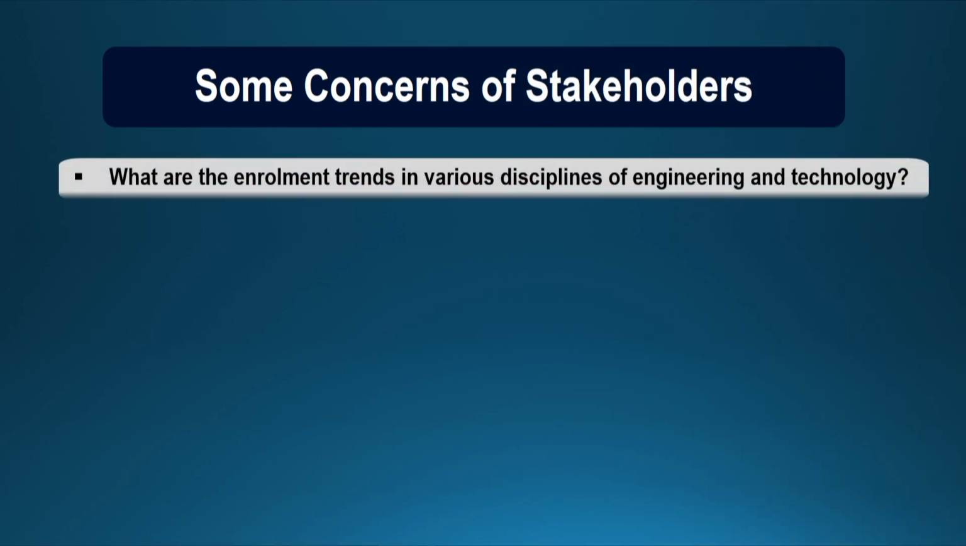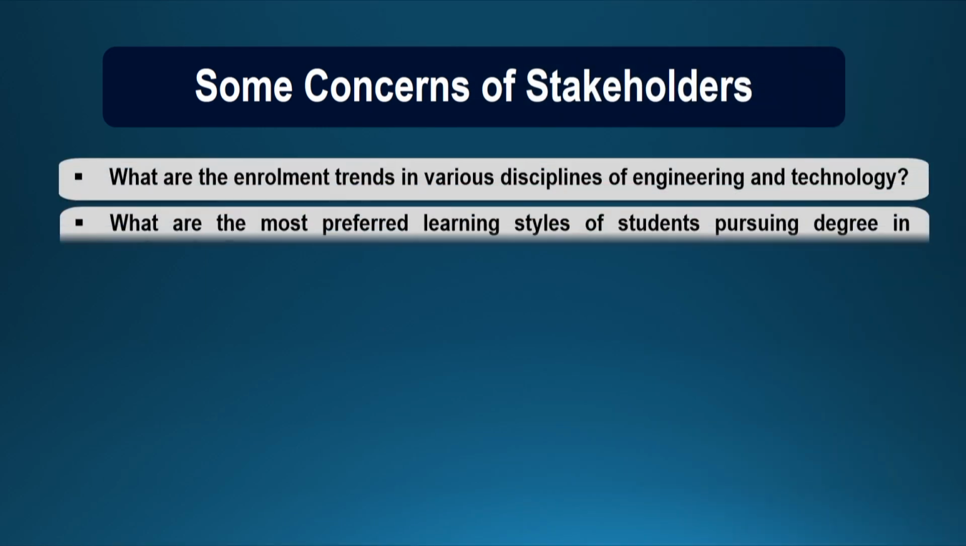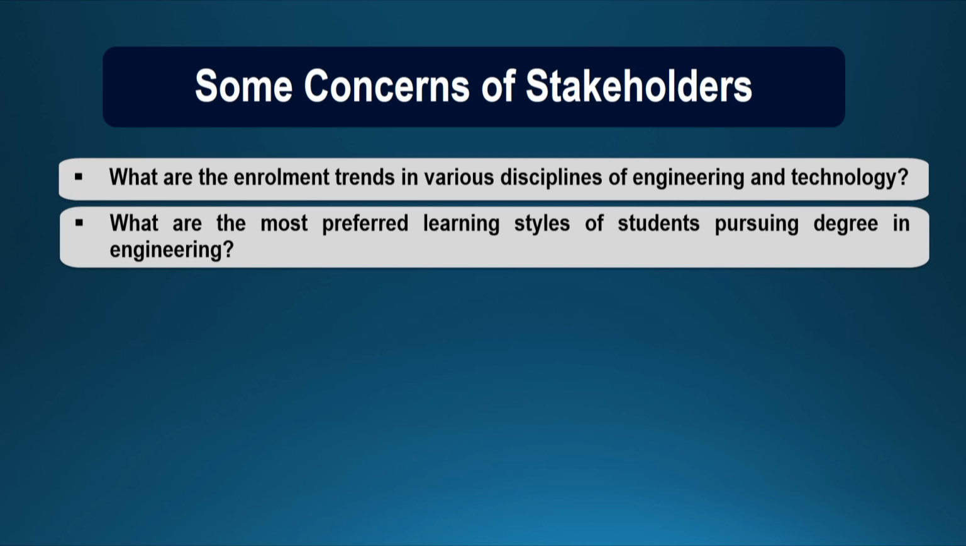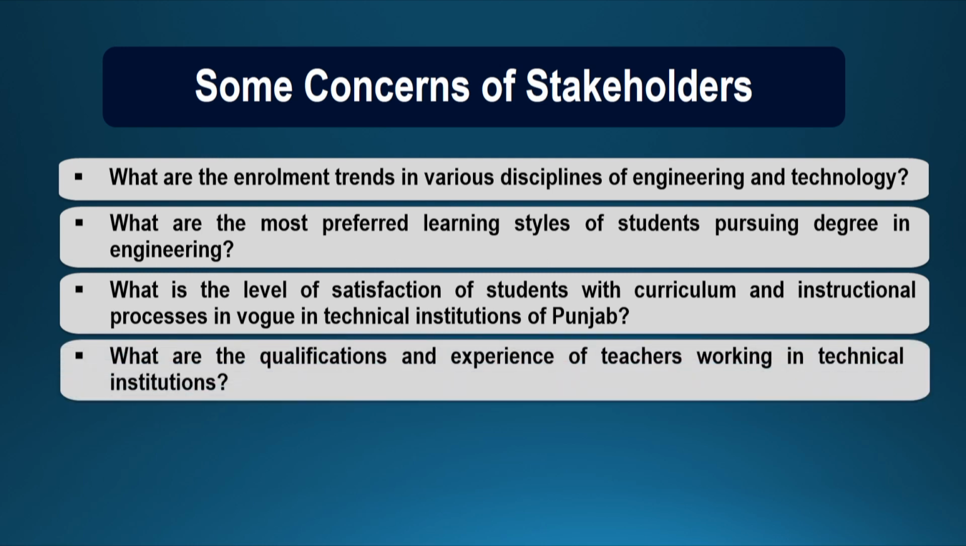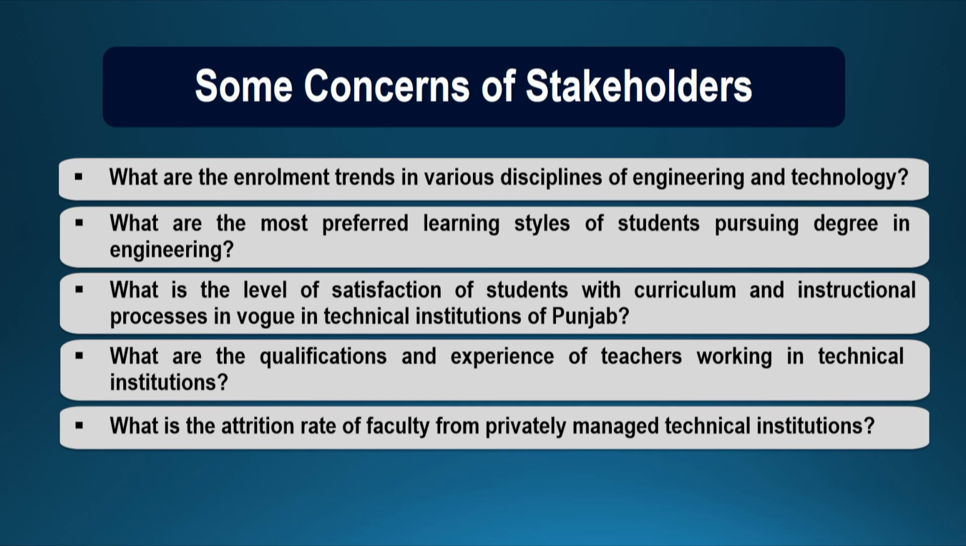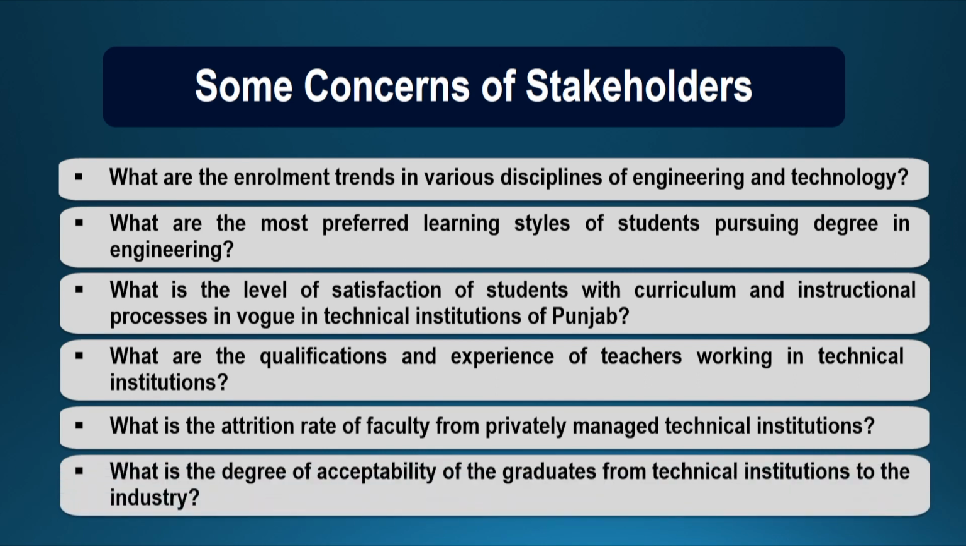Now see what kind of questions can be answered. If you are interested in studying the enrollment trends, the learning styles preferred by the students, the satisfaction level of students with curriculum and instructional processes, the qualification and experience which teachers have, or you are interested in finding out the attrition rate of faculty from technical institutions, or you are concerned with the degree of acceptability of the graduates from the technical institutions. All these questions are related to what? They are determining the current status of the defined population.